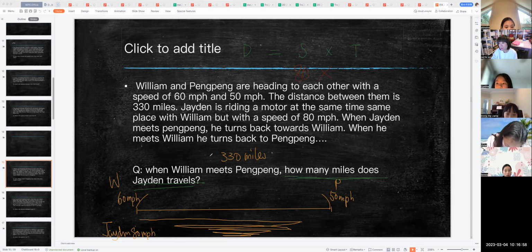Now the time. Let's see what the time is. The question says, when William meets Peng Peng. So I only need to calculate how long William takes to meet Peng Peng, and that time is Jaden's time. Get it, everybody? So how long does it take William to meet Peng Peng? Is it 3 hours? Very good. So the answer is 80 times 3, which is 240 miles. Good job.